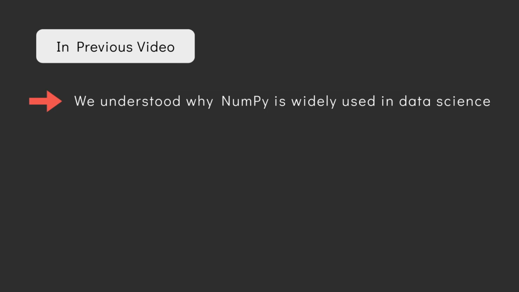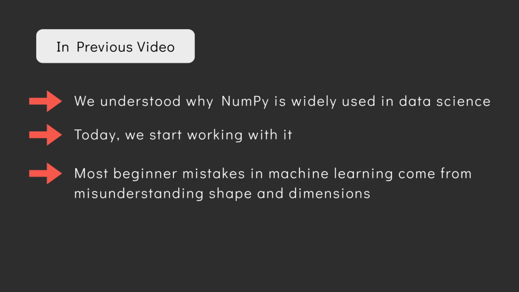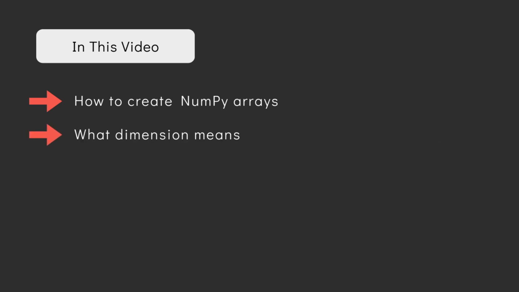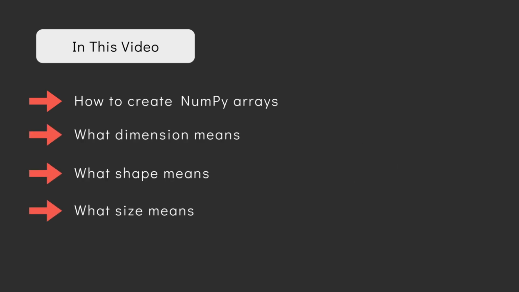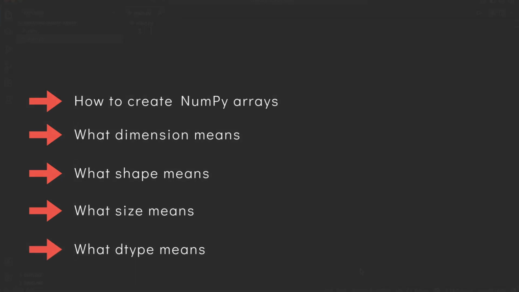In the previous video, we understood why NumPy is widely used in data science. Today we start working with it. This video is important because most beginner mistakes in machine learning come from misunderstanding shape and dimensions. So today we will cover how to create NumPy arrays, what dimension means, what shape means, what size means, and what dtype means. Let's start.